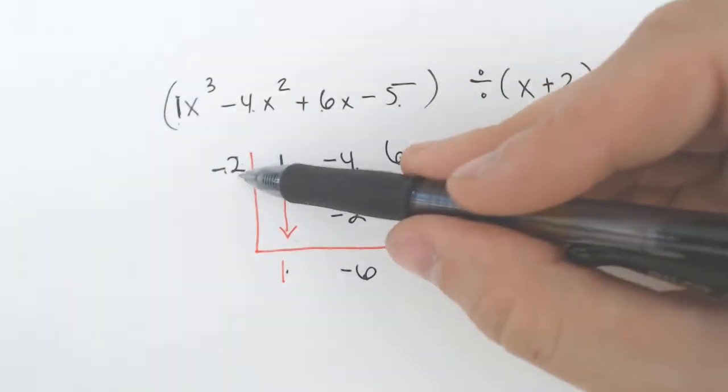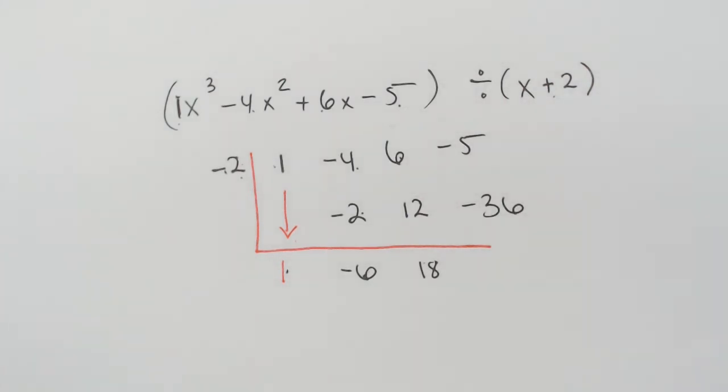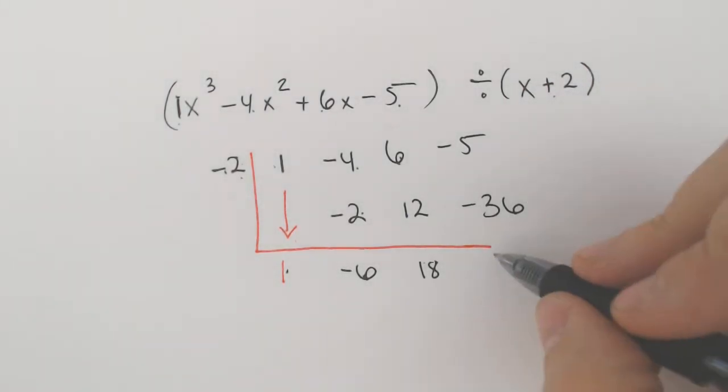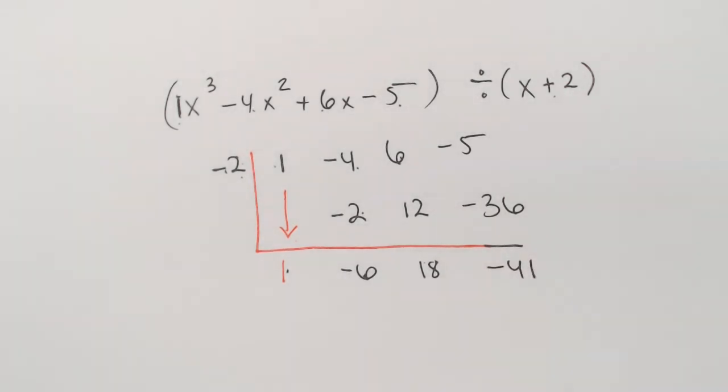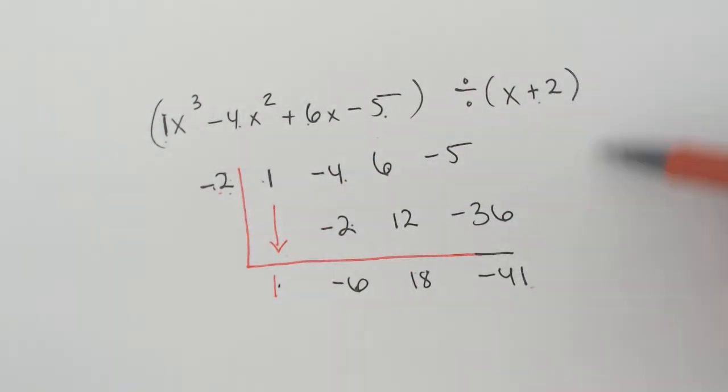Multiply. Start again. Negative 2 times 18. We multiply those two, you get negative 36. You would add straight down. Negative 5 and negative 36 makes negative 41. Now, essentially, the process is done because we've got nothing else to do. We do not need to do negative 2 times negative 41 because we're done.